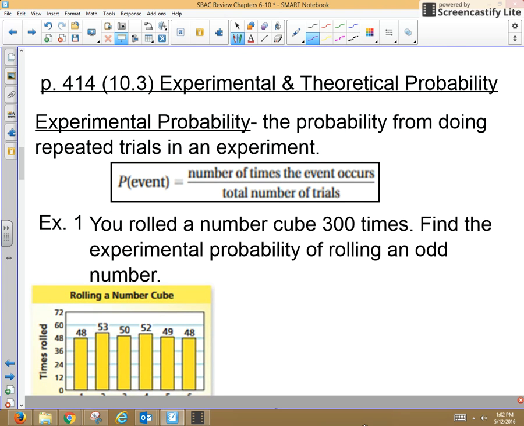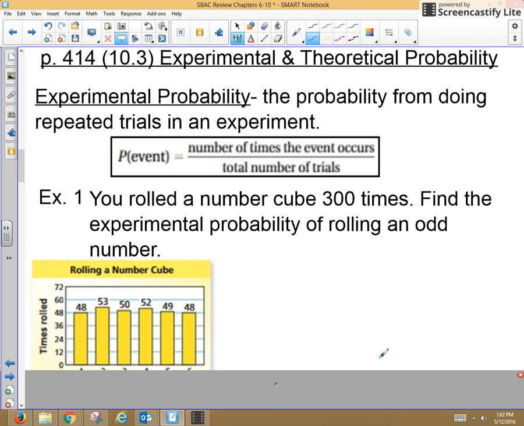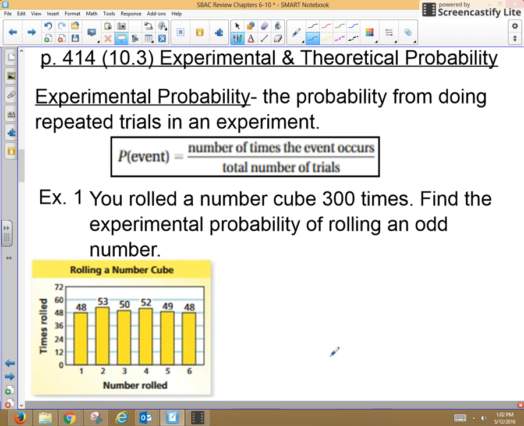So example 1, you rolled a number cube 300 times. Find your experimental probability of rolling an odd number. So here we have to look at a graph. This bar graph tells us what number was rolled and how many times they rolled the number. Well, we know the total number of trials is 300 times. Now we need to find the probability that we rolled an odd. So the odd numbers would be 1, 3, and 5.